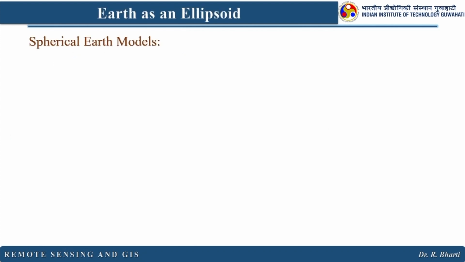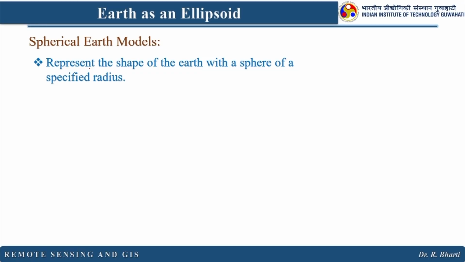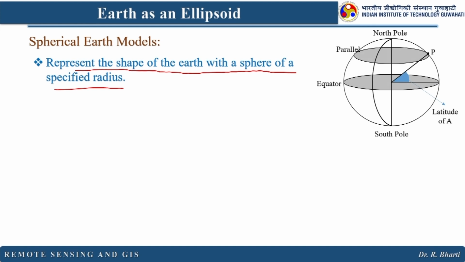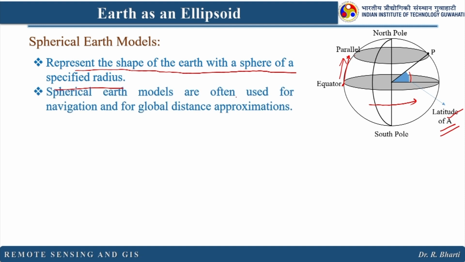For that we always refer to our earth as a spheroid or ellipsoid. Let's see what happens when we consider our earth as a sphere. The spherical earth model represents the shape of the earth with a sphere of a specified radius, right? You might have seen this kind of figure in many places. Here basically this gives you the latitude, and this is the parallel, and this is the equator. It is shifting from here to here, or varying in this direction, whereas this is varying in this direction, right? So spherical earth models are often used for navigation and for global distance approximation.